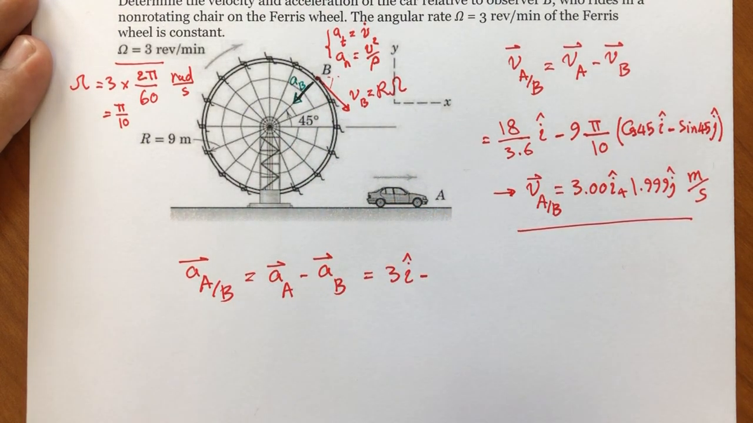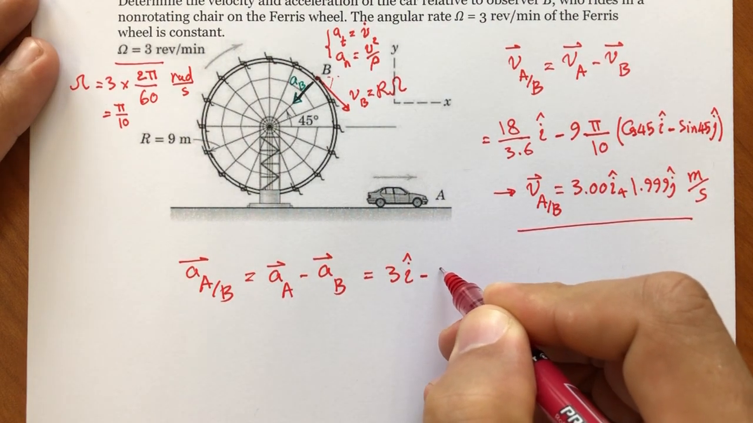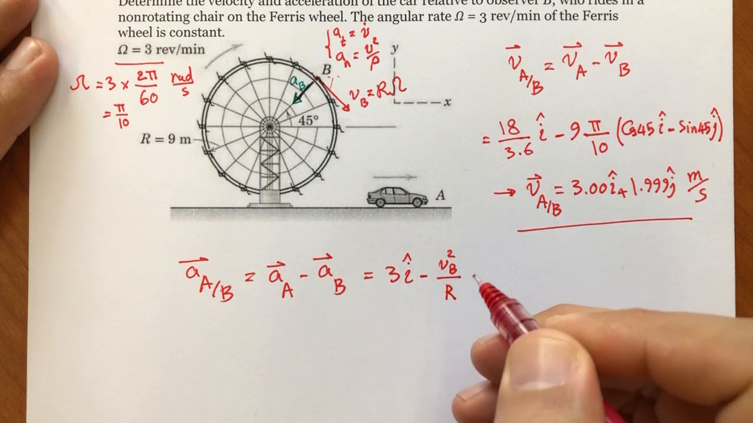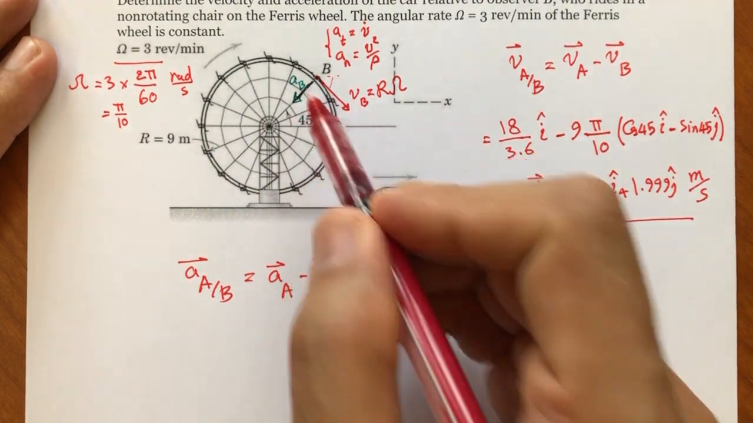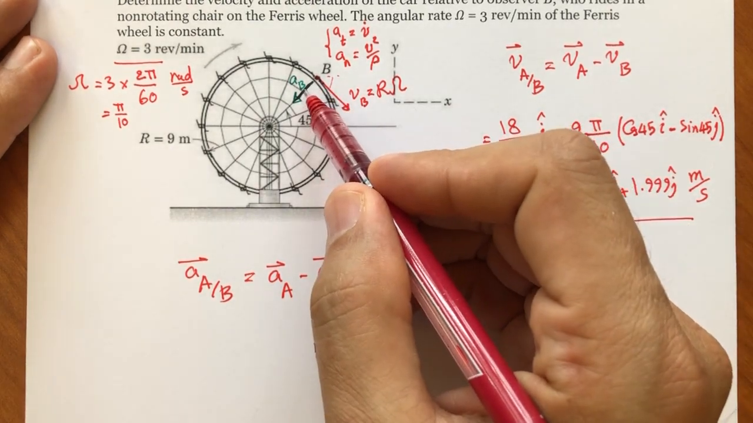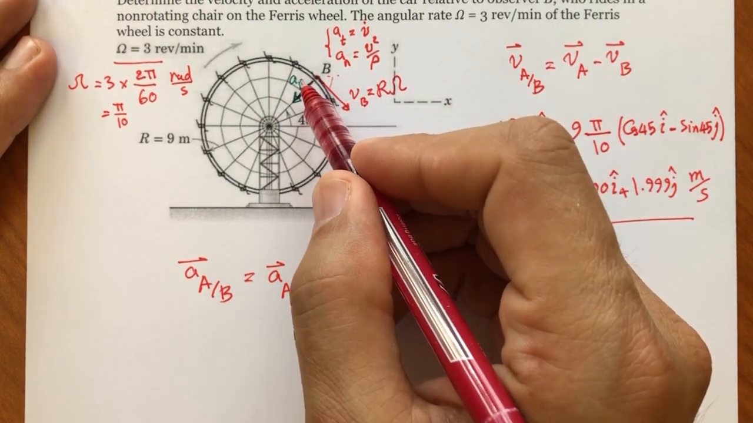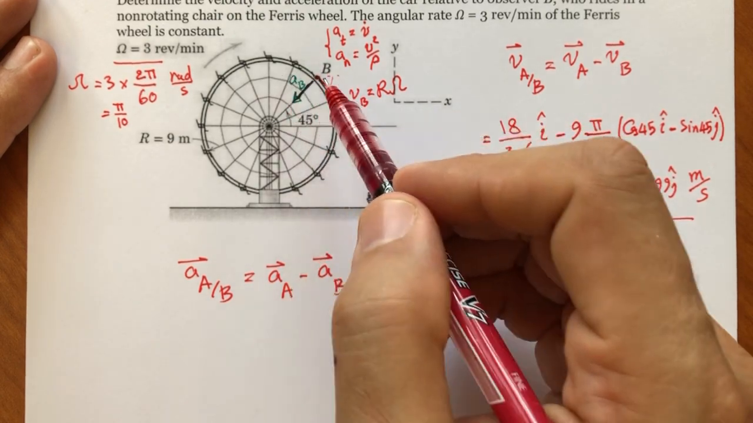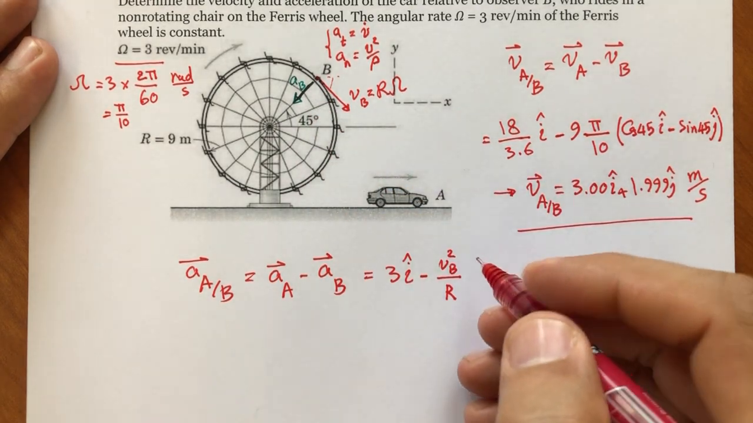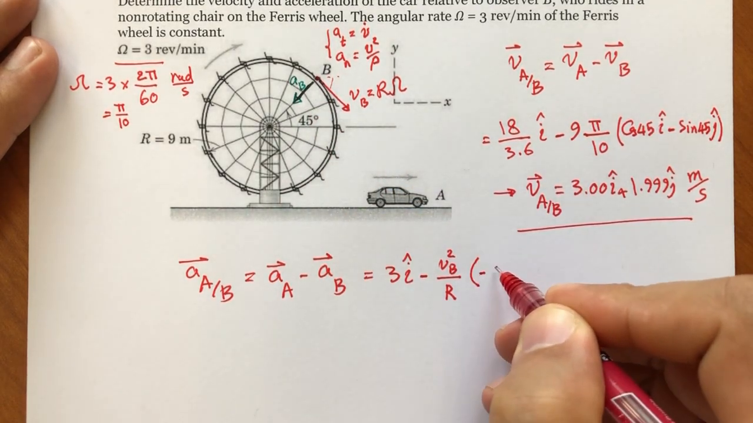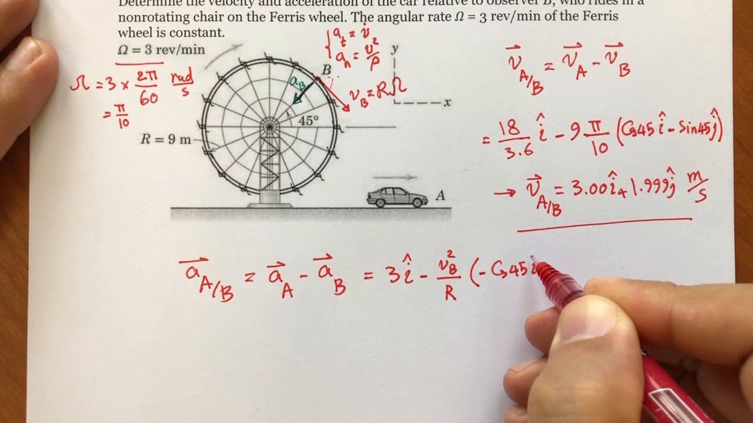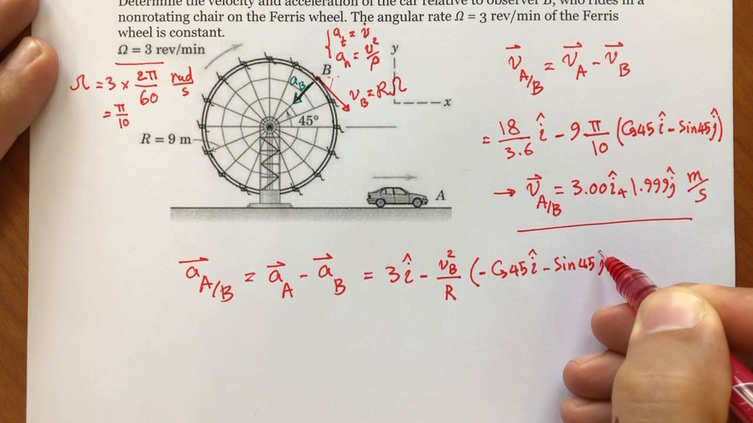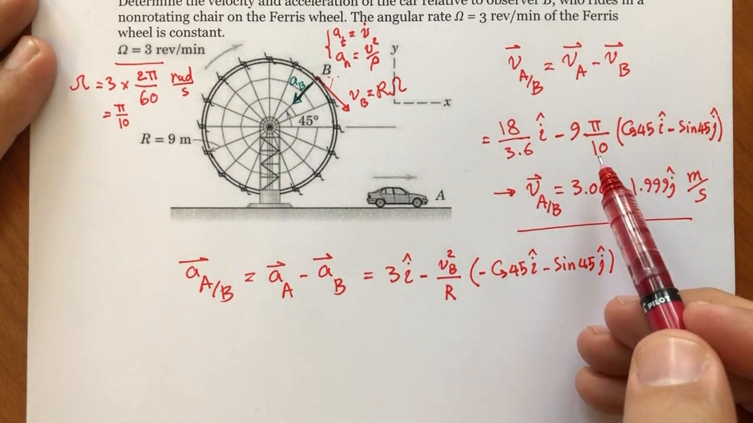So we are going to have velocity of B squared divided by radius of curvature, which is r here, and it is in this direction. So magnitude times the direction. What is the direction here? It's going to be negative cosine of 45 in the i direction, negative sine of 45 in the j direction.